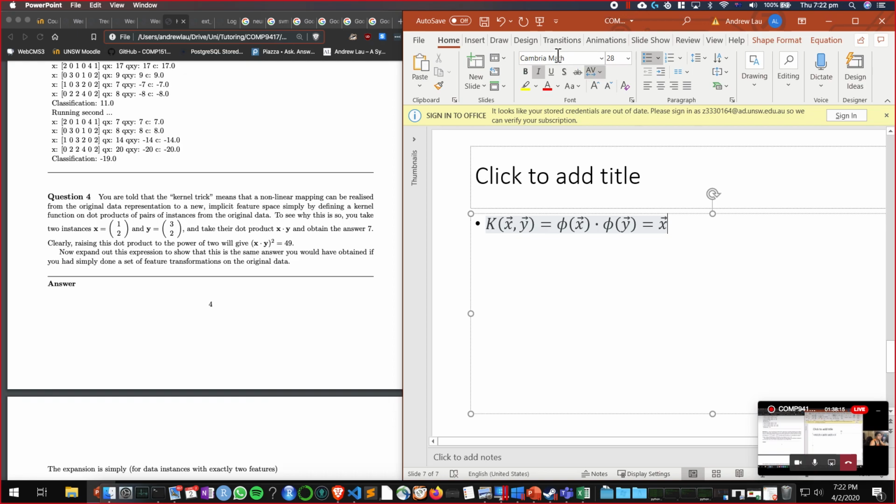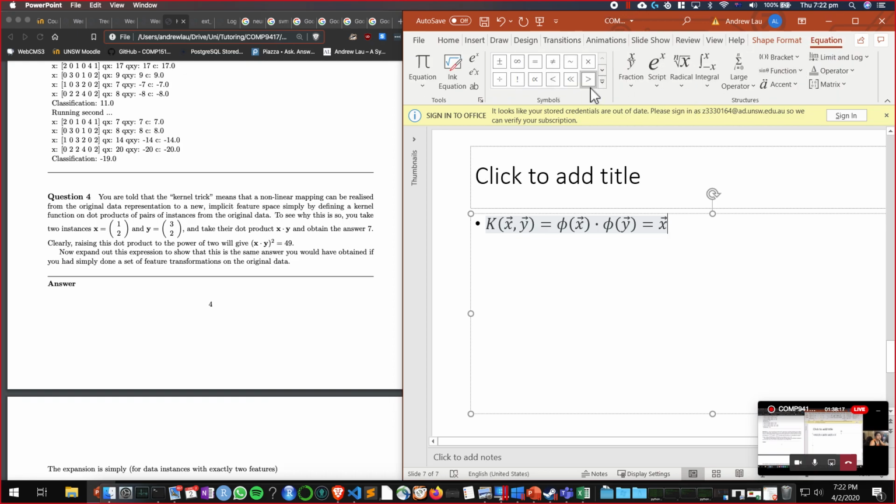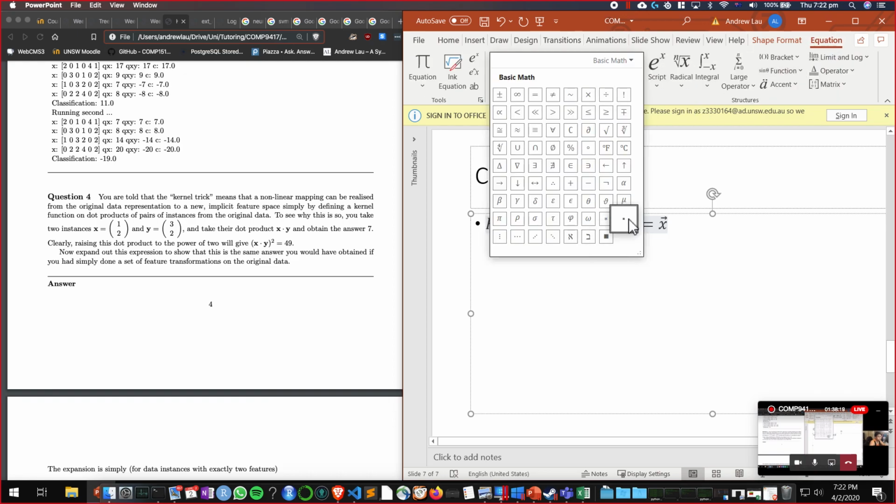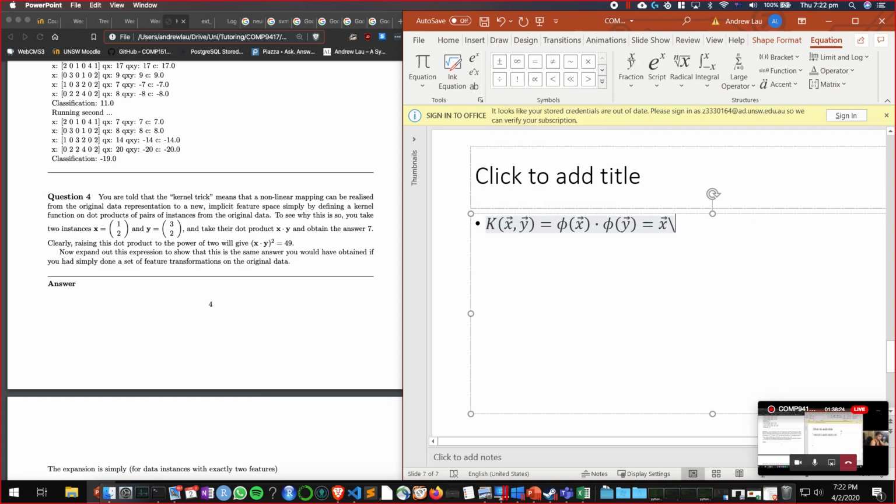x dot. What's the LaTeX shortcut for dot? I don't even know, I just click this. Oh, bullet. Oh, cool. Okay, there we go. And then you square all this, I suppose. I wish I had a whiteboard. A whiteboard would be easier, wouldn't it?